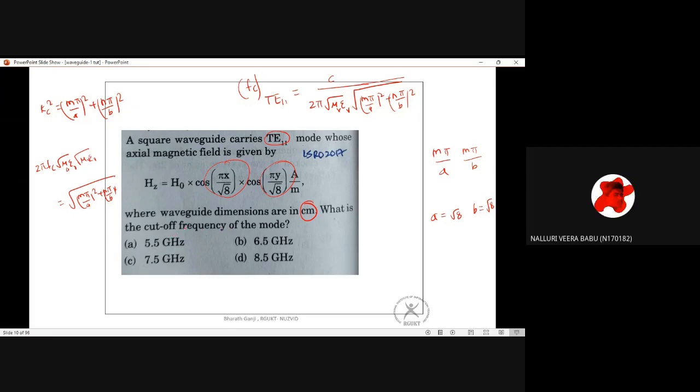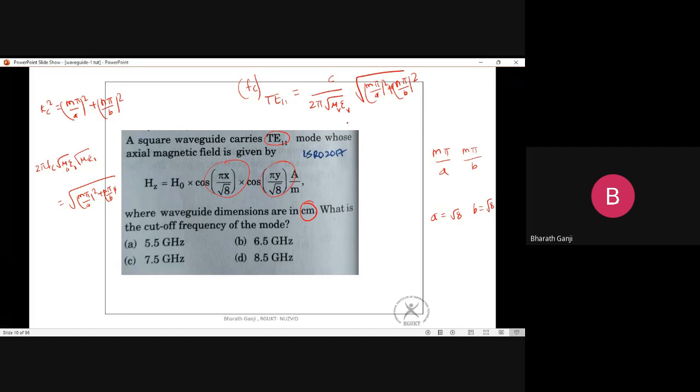So fc should be above k_c square, meaning there should be c times it. Right, thank you. I got it. So you get here (m pi by a) whole square plus (n pi by b) whole square. Thank you. My mistake.